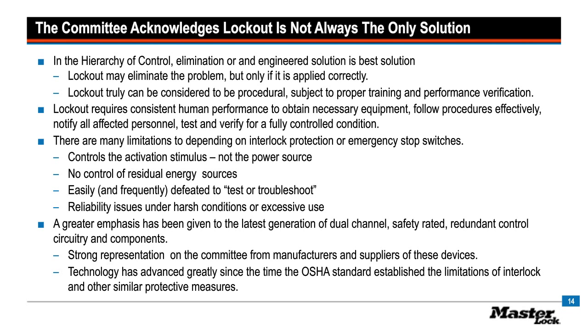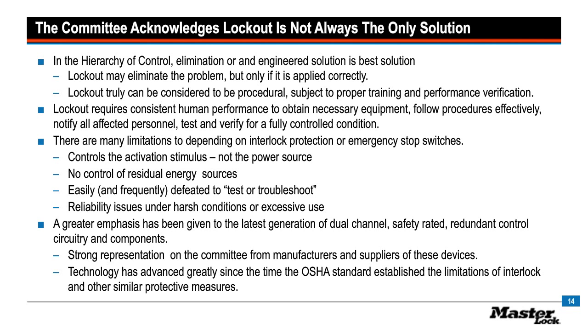And when I say perhaps, I talk about the human factor. Lockout requires a person to take action, to take accurate action, and to take consistent action. Lockout may eliminate the problem, but only if it's applied correctly. Lockout is procedural, subject to proper training and validation that people are doing as they've been trained. Lockout requires consistent human performance on many different levels, including notifying affected personnel.